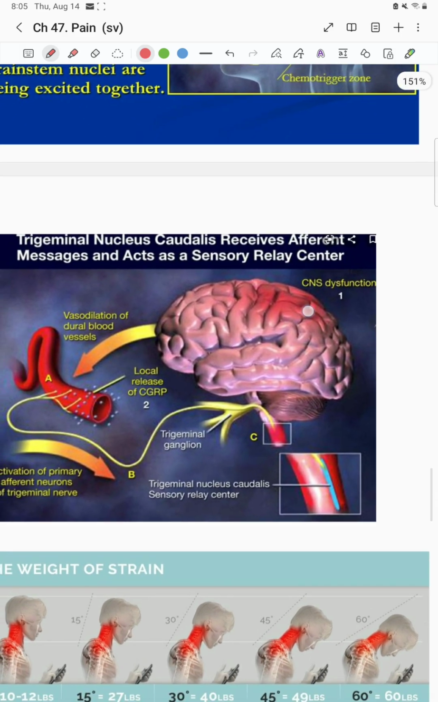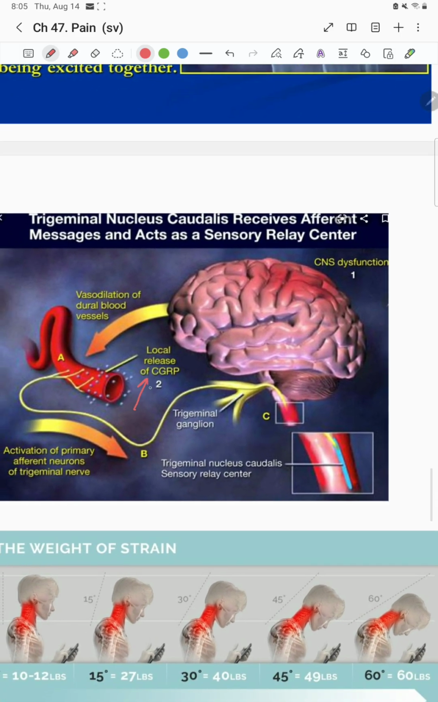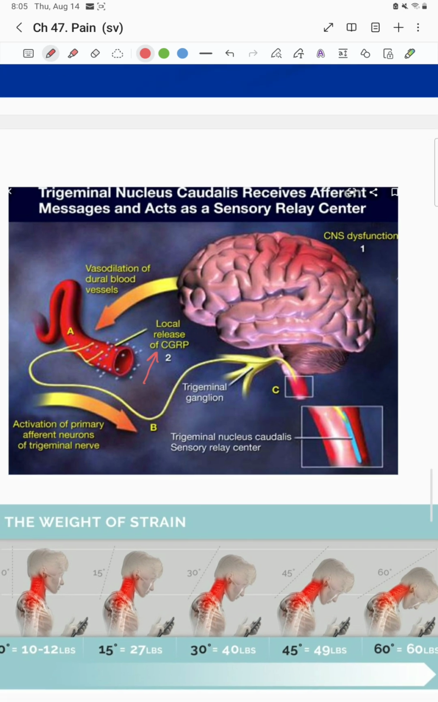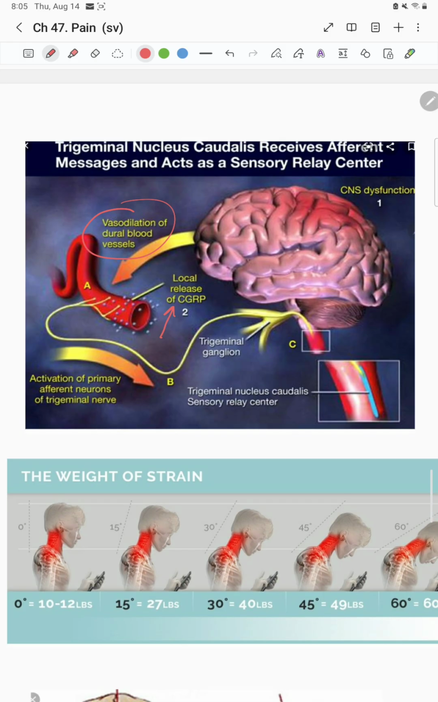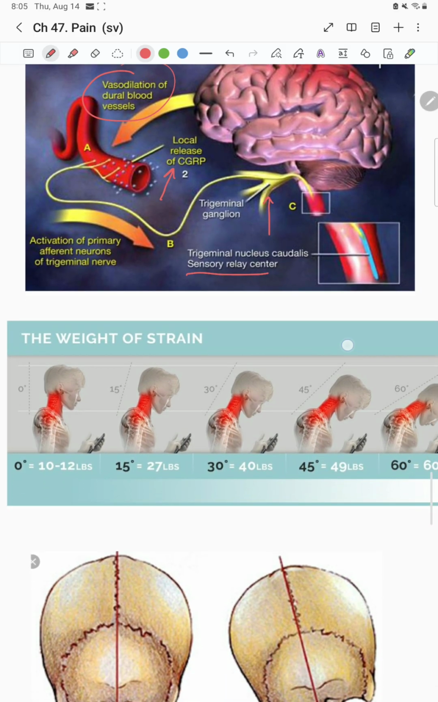Okay, so with the CGRP, the calcitonin is released and binds to blood vessels and causes this vasodilation. And in conjunction with the trigeminal ganglion and the trigeminal nucleus caudalis, which is the relay center for this pain, being now overactivated or overstimulated.